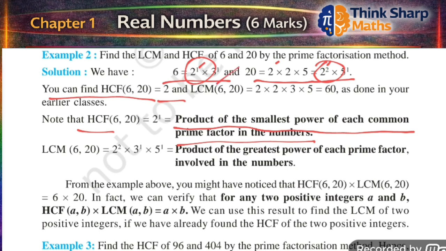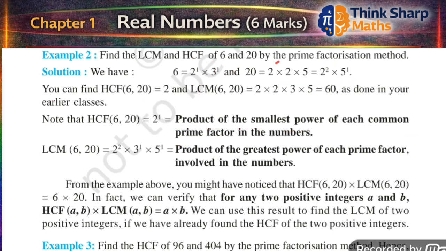3 is here, but 3 is not here, so 3 will not come as common. And 5 is here, but 5 is not here, so 5 will not come as common. So only 2 is common. So we can write 2 is the HCF.